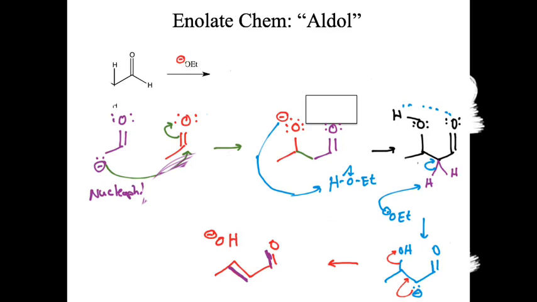The conjugation of the pi bonds increases its stability or lowers its energy. Okay? That conjugation is what facilitates that elimination reaction. So if we break this down, our very first step was a nucleophile addition that resulted in an aldol product. So we call it an aldol reaction.